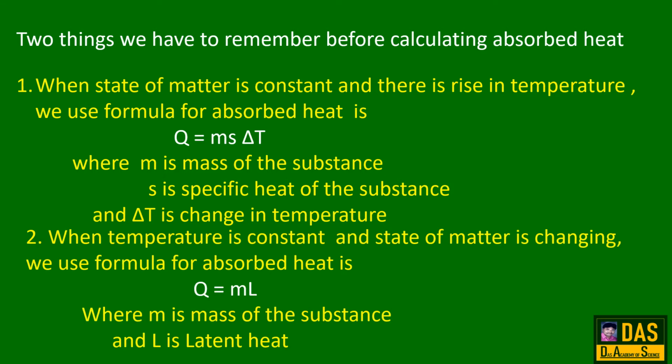Second one is, when temperature is constant and state of matter is changing, we use the formula for absorbed heat Q equal to m L, where m is mass of the substance and L is latent heat.